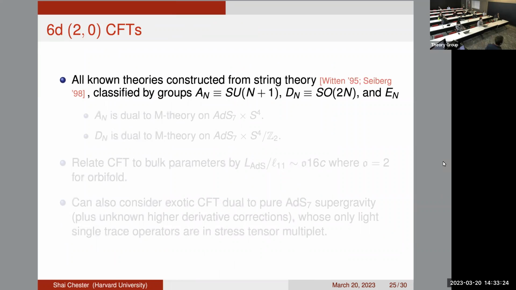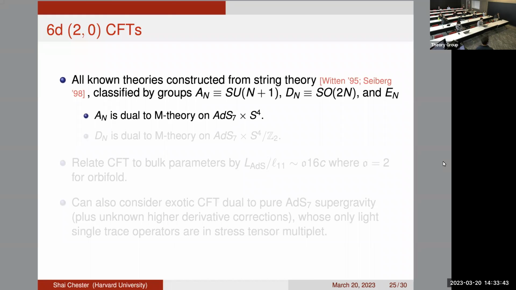In 6D, all the known theories are classified by these Lie groups. So you have SU(N) and SO(2N) and then the exceptional groups, but the only ones with a large N limit are SO(2N) and SU(N). So we'll focus on those. These are called the A and D series. Now these are not gauge theories because they don't have Lagrangians, because we're in 6D. Nonetheless, they're classified by Lie groups.